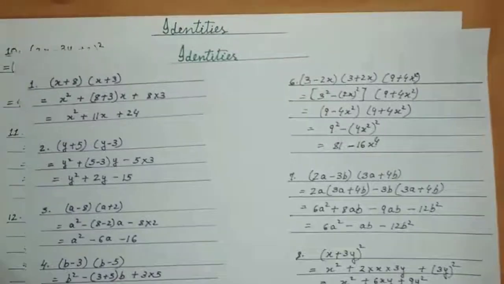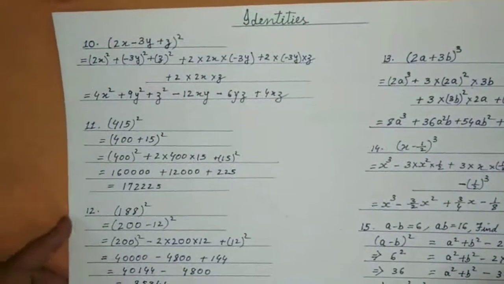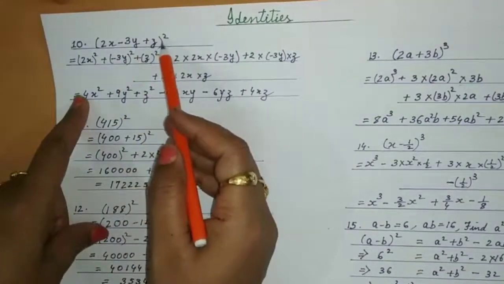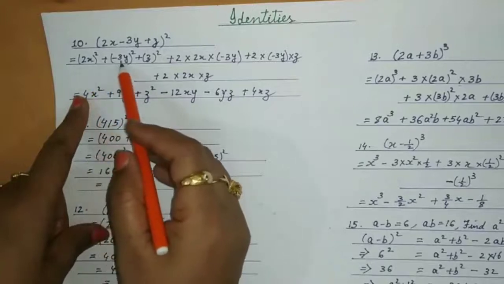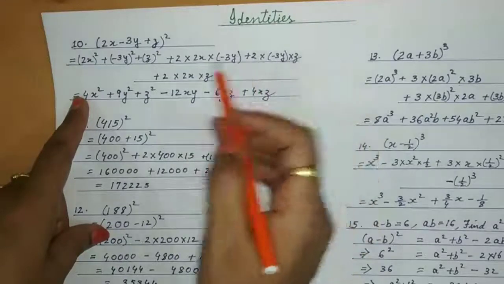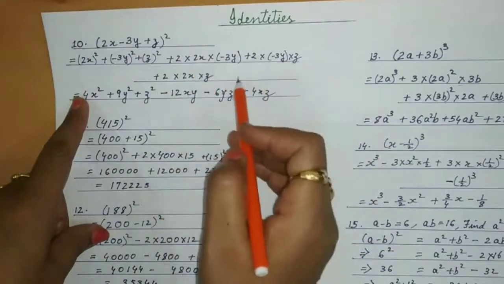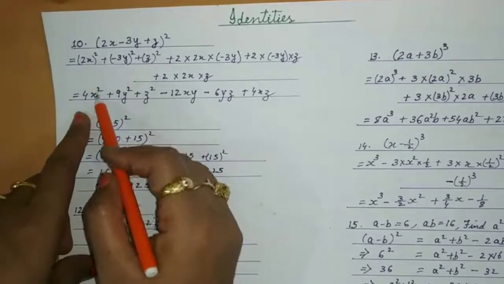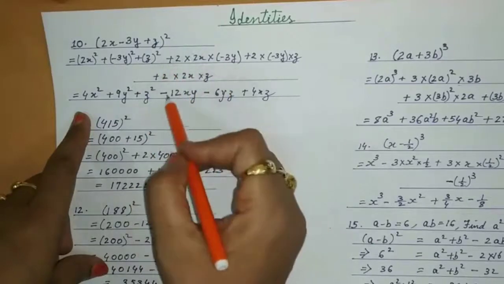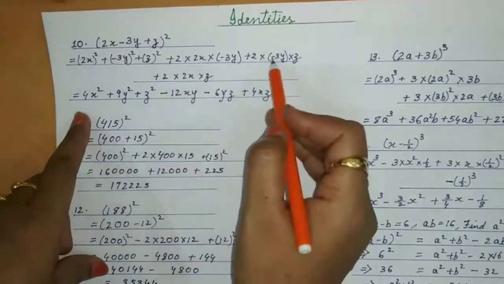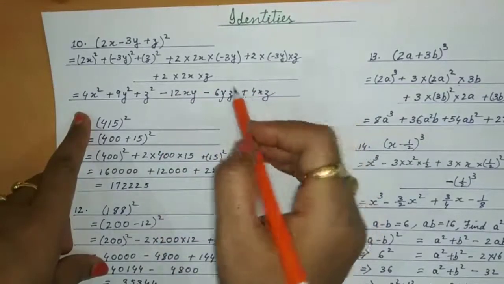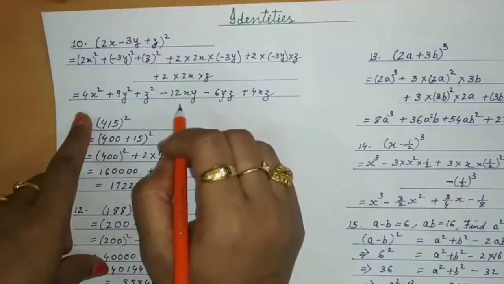We take another set of questions and it is like this. Question number 10. (2x - 3y + z)² is given by a² + b² + c² + 2ab + 2bc + 2ac, and we substitute. Finally we get 4x² + 9y² + z², plus minus is minus 12xy, plus minus is minus 6yz, and plus 4xz. You need to be very careful when we write the product.